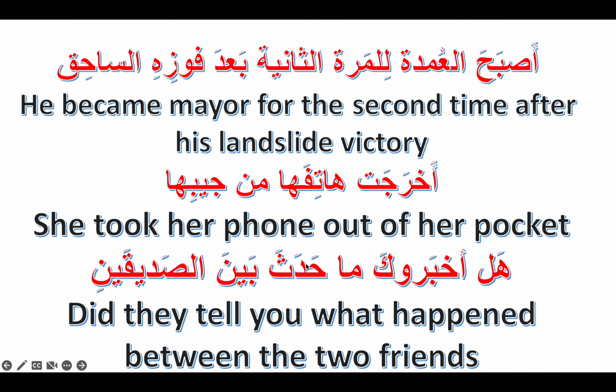ما حدث, what happened. بين is between. الصادقين. So this is the dual, المثنى. صديق is friend. صديقان is in the nominative, but because after a preposition, nouns are in the genitive, it needs to be صديقين. That's the ending. That's the dual in the genitive. صديقان in the nominative, and in the accusative and the genitive صديقين.